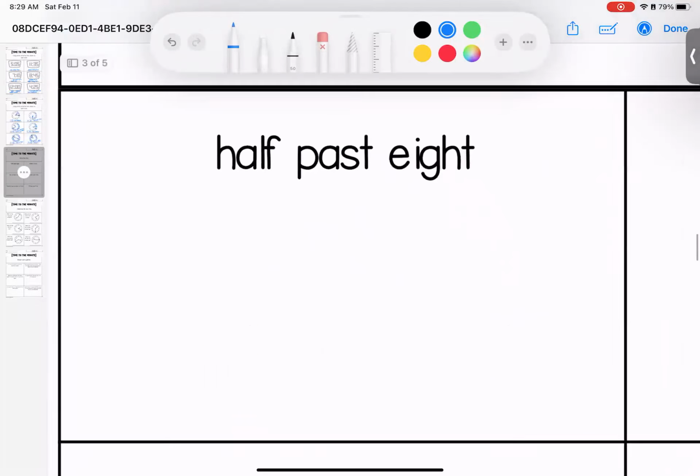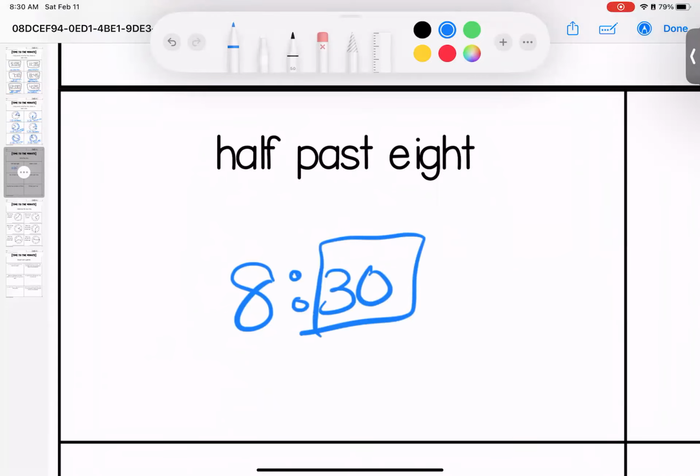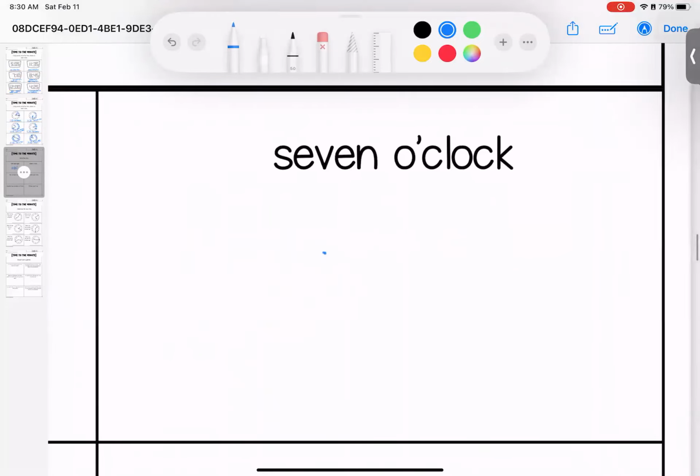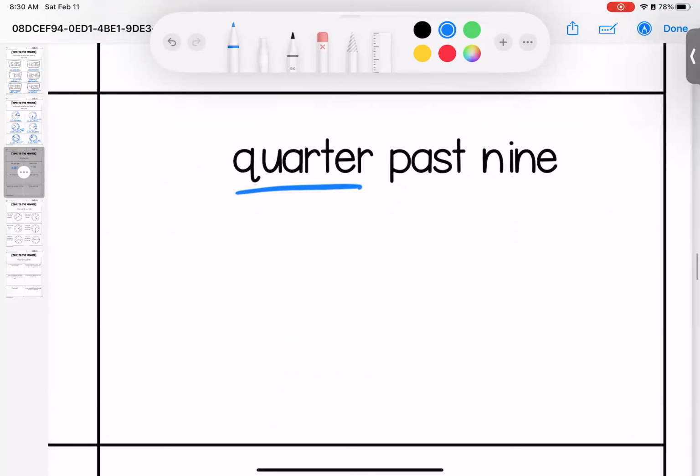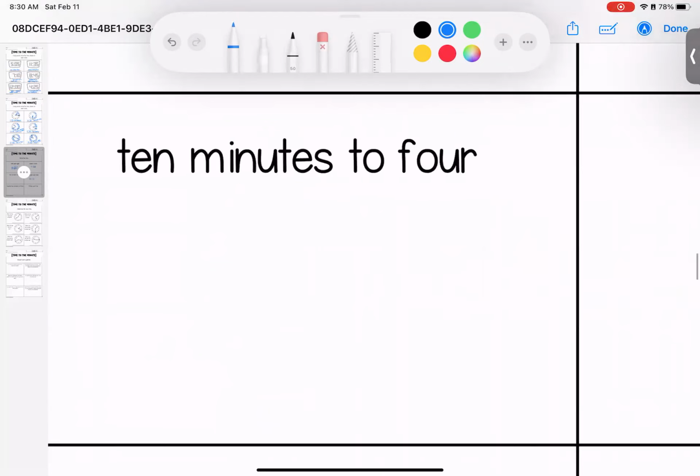All right, so faces, this time I gave you the words and I was asking for you to write the time in numbers. So eight thirty is the same as 8:30. Half past means 30 minutes. 7 o'clock, well, that looks like the double zeros. We know those double zeros tell us o'clock. Quarter, which is 15 minutes, past 9. So 15 minutes past 9, 9:15.